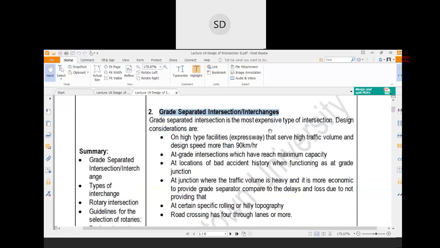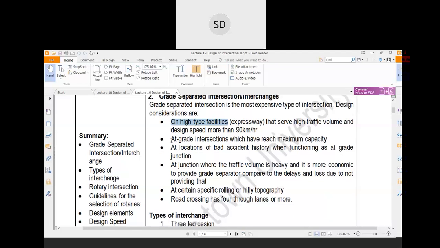Now this grade separated intersection is the most expensive type of intersection. Why is this grade separation necessary? On high type facilities like an expressway, speed reduction is not always welcome. An expressway is a road where you have to maintain a minimum speed, otherwise it cannot be called an expressway. So in an expressway, to make the movement of vehicles easier, you can design a grade separated intersection where you maintain a speed of about 90 km/h. In such high type facilities, you can provide the grade separated intersection.